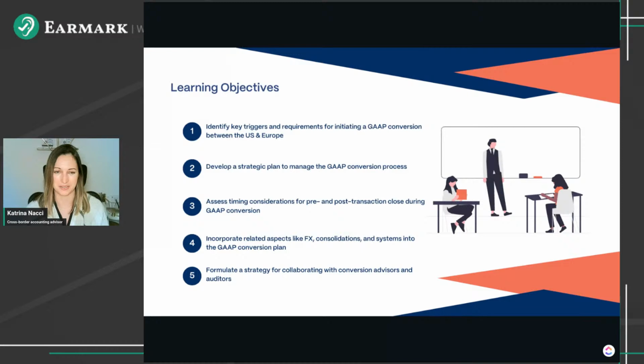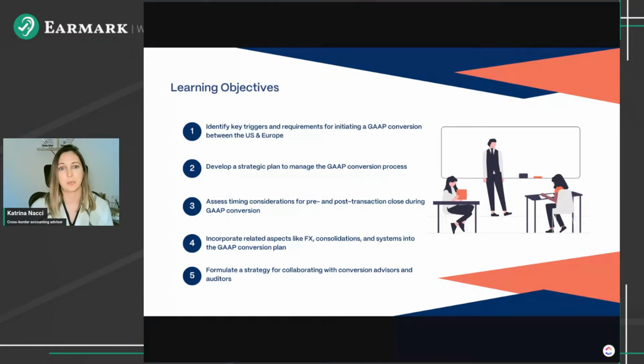But I'll otherwise just run through these learning objectives. And then, of course, I'll pause a couple of times in the presentation to see if there are any questions on what I've covered so far. So the first objective is to identify key triggers and requirements for when you might need to go through a GAAP conversion when you're working through a transaction between the US and Europe.